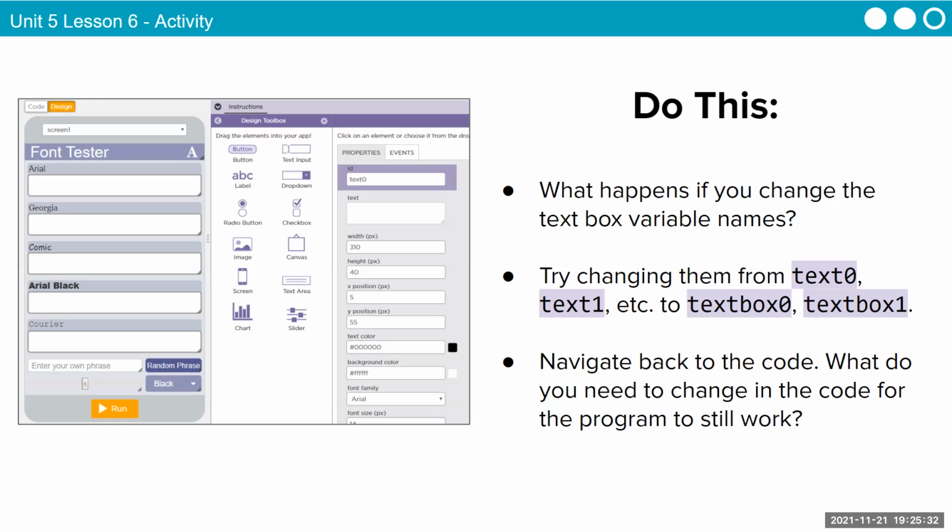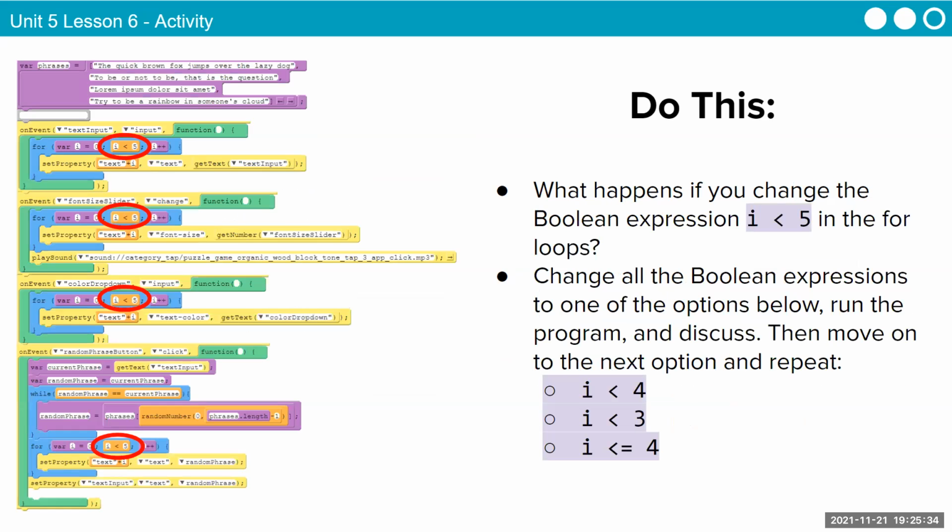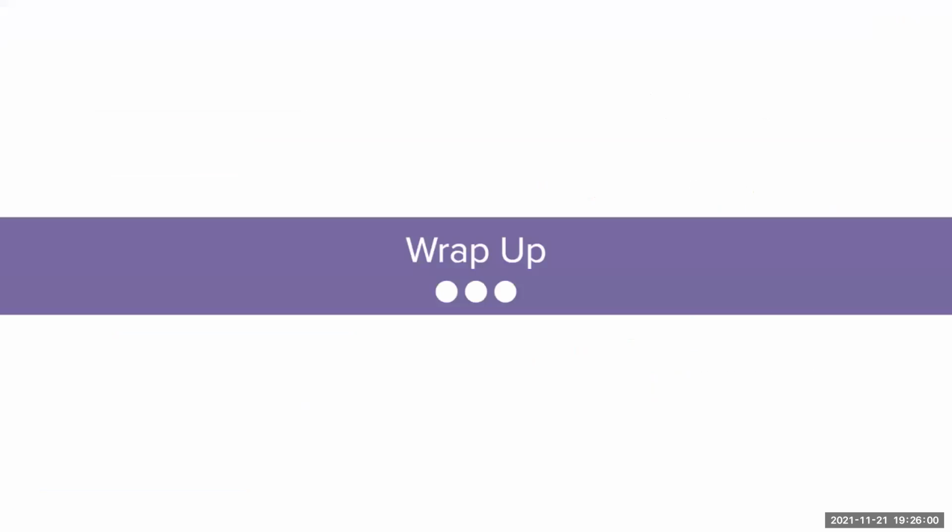Pausing, moving on. All right, what happens if you change the Boolean expression I less than 5 in the for loops? Change all the Boolean expressions to one of the options below and run the program and discuss. Then move on to the next option and repeat. Okay, let's take a couple minutes to do that. All righty, any questions?